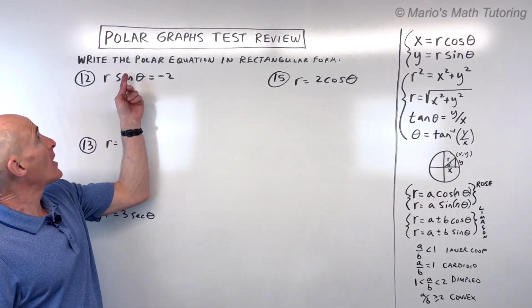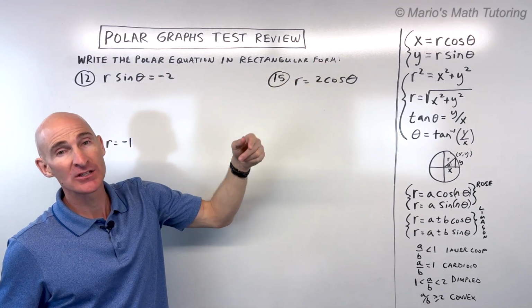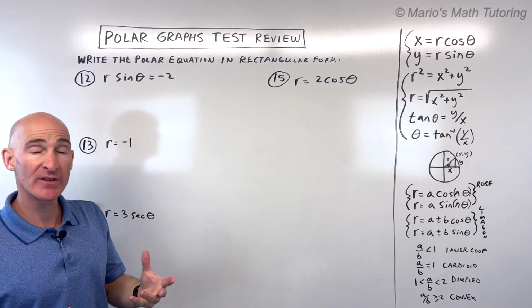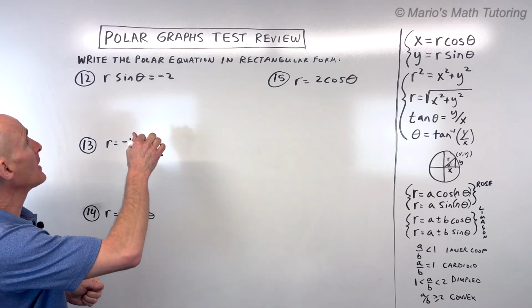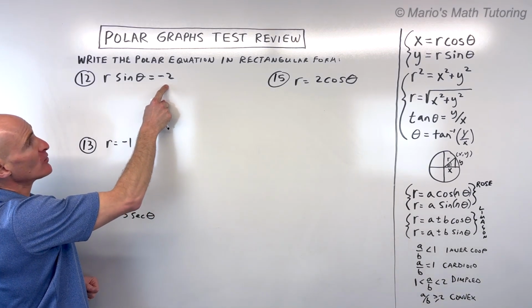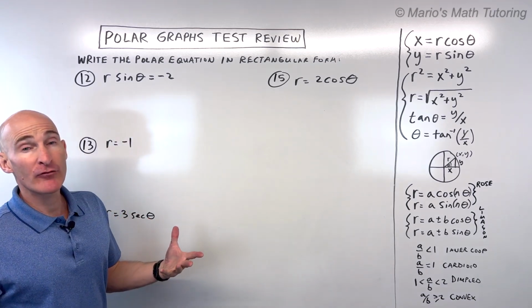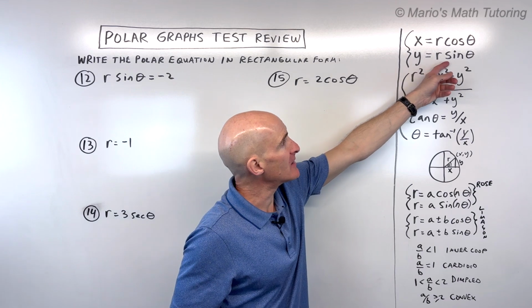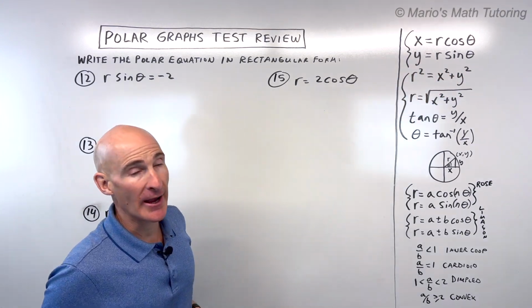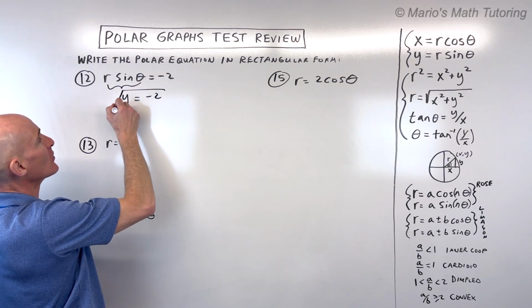What we want to do is write the polar equation in rectangular form. So before we were working with the coordinates, now we're working with the equations of these polar graphs. We want to put them into the x, y, or rectangular form. So we're given r sine theta equals negative 2. And we want to get rid of the r and the theta, and we just want to be left with x's and y's, right? So using some of these formulas here, I can see that r sine theta is equal to y. Okay, so I'm going to replace this with y, and so I just get y equals negative 2.